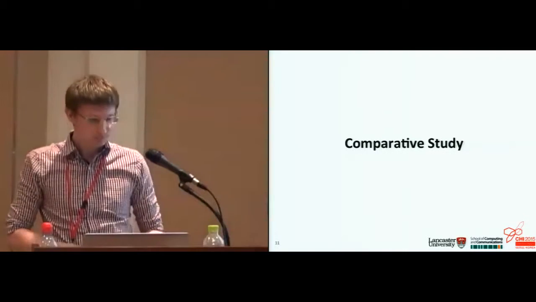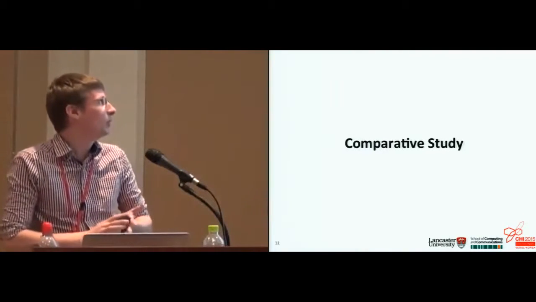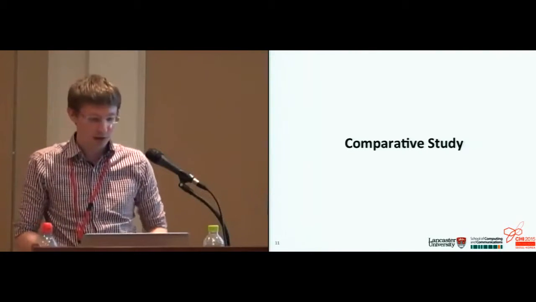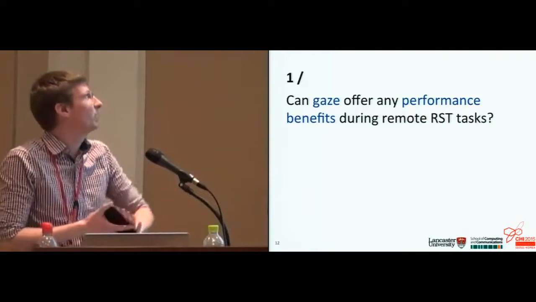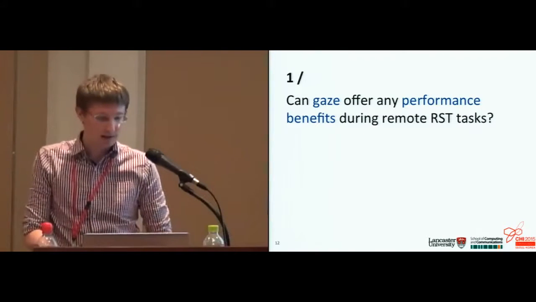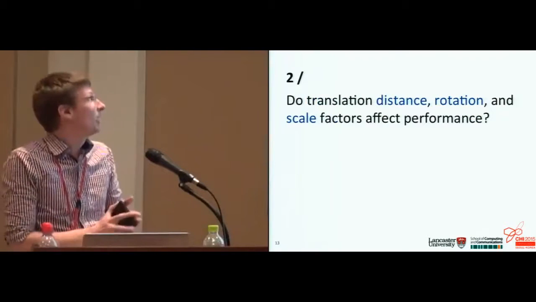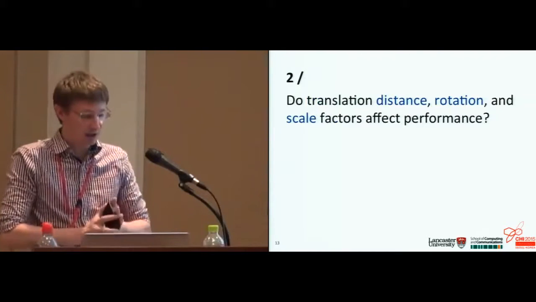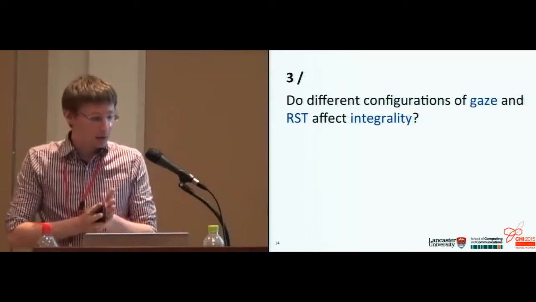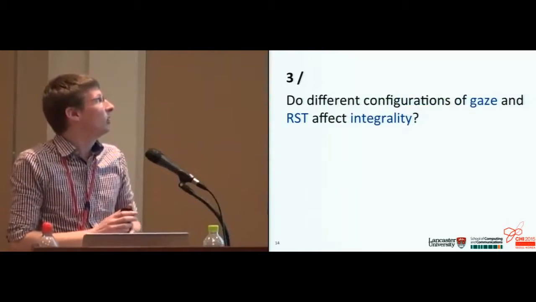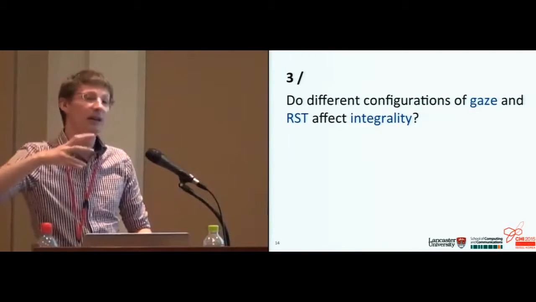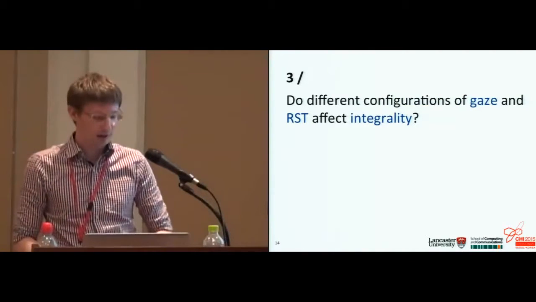So like all good HCI researchers, we went and did a comparative study, and we had three main research goals. The first one was, can gaze offer any performance benefits during these remote rotate, scale, and translate tasks? The second was, do translation distance, rotation, and scale factors affect their performance? And thirdly, do different configurations of gaze and RST affect integrality? So can users perform these tasks where they use the gaze and the multi-touch concurrently?